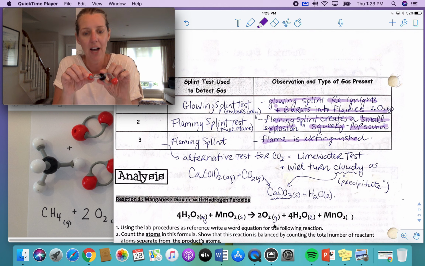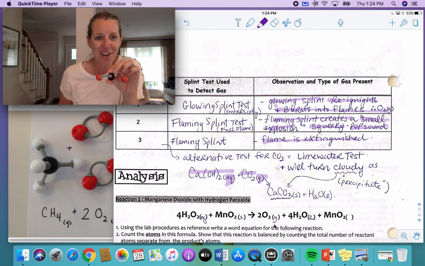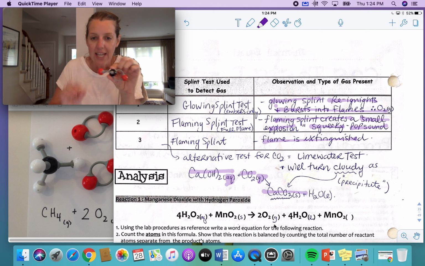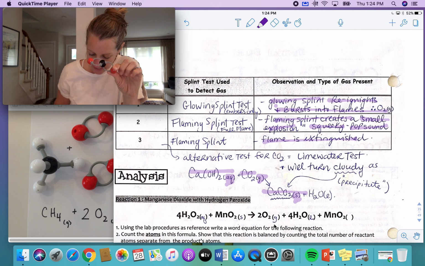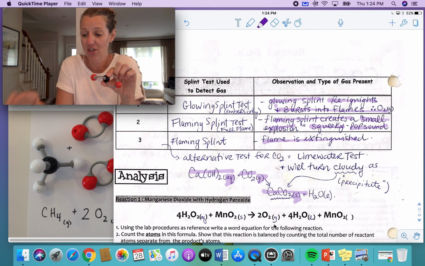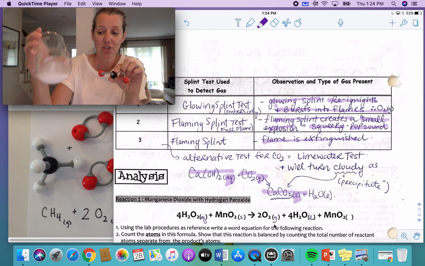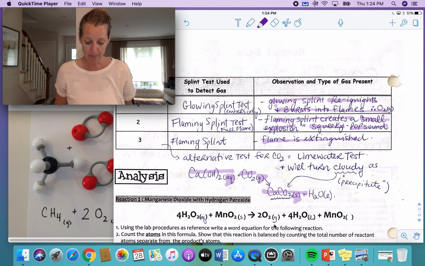Lime water is a compound called calcium hydroxide, and calcium hydroxide in an aqueous solution, in the presence of carbon dioxide gas, will actually form calcium carbonate, which is a solid precipitate in water. That calcium carbonate makes the lime water look cloudy. It looks like a white precipitate is actually in there. Actually not too far from this right here, something different, but it gives the idea of what it might look like. Okay, those are the three gas tests that you want to remember.